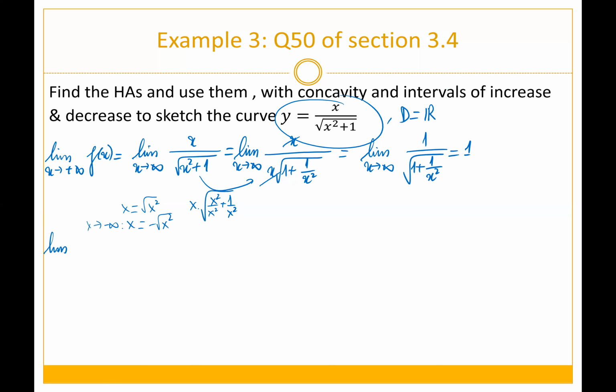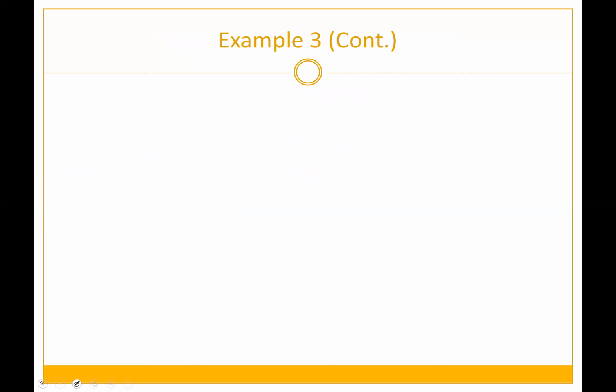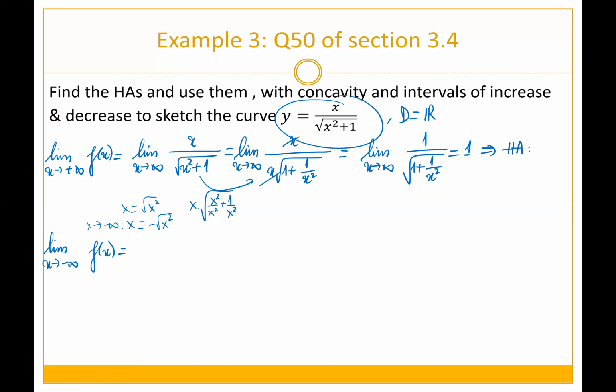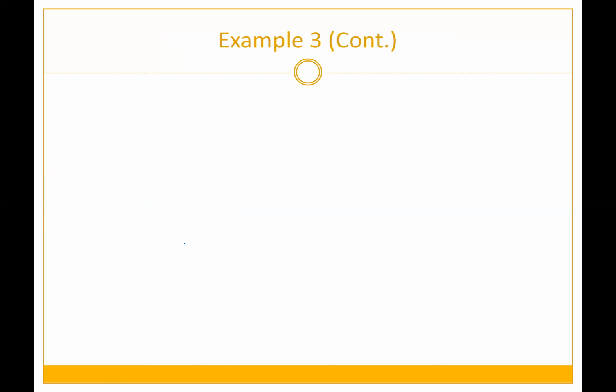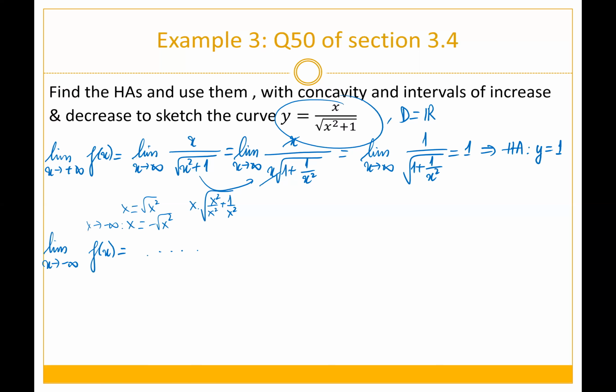Now we'll do the same thing for the limit of x approaching negative infinity of f(x). So one horizontal asymptote is y equal to 1. Now the second one, if you do the same thing, is equal to -1, and the horizontal asymptote is y equal to -1, which means when x approaches infinity, y is going to approach 1, but when x approaches -infinity, going the other way, then y is going to approach -1. We're going to see that in the next question when they ask us to sketch the curve.